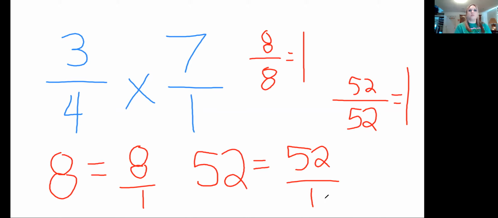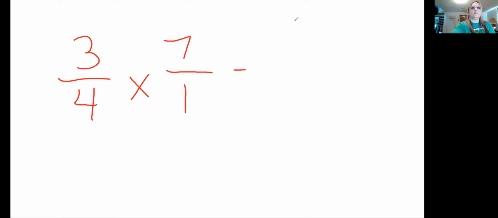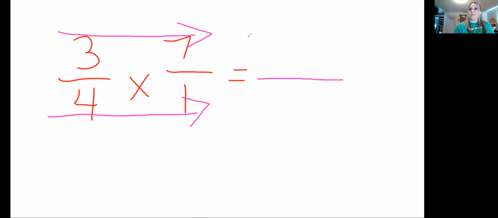Okay, so let's go back to our problem. 3/4 times 7 wholes. Remember what we do whenever we're multiplying fractions? Do I have to find a common denominator? No. Easy peasy. I just multiply straight across. What is 3 times 7? 21 is our numerator.